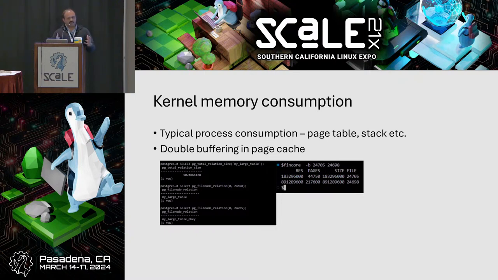So because we have processes, as is the case with anything in Linux, there is some amount of memory consumption that every process takes, something like the page tables, and there's memory for stack, and things like that. But I'd like to talk about this concept of double buffering that typically happens in the Postgres world currently. When we talked about the buffer pool, the idea was that we would have a cache for every content that we deal with from storage. But most of the time, Postgres is on top of a file system.